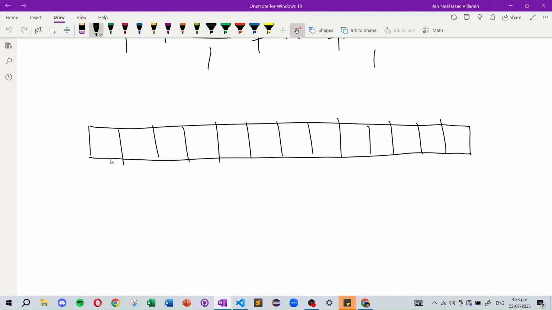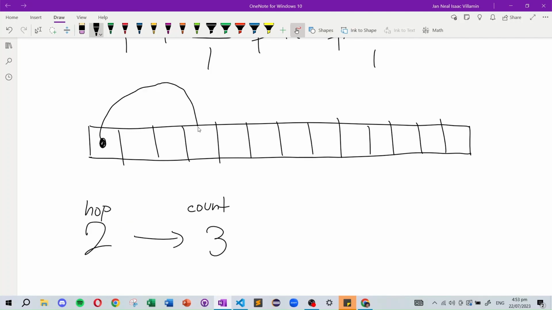So for example, we start the frogs here, and the frogs with a hop step of 2 have a count of 3. So this is the count, this is the hop, or a sub i. Then we will mark 2 here, and then we will add 3, then we will add 3, then we will add 3, and so on and so forth.